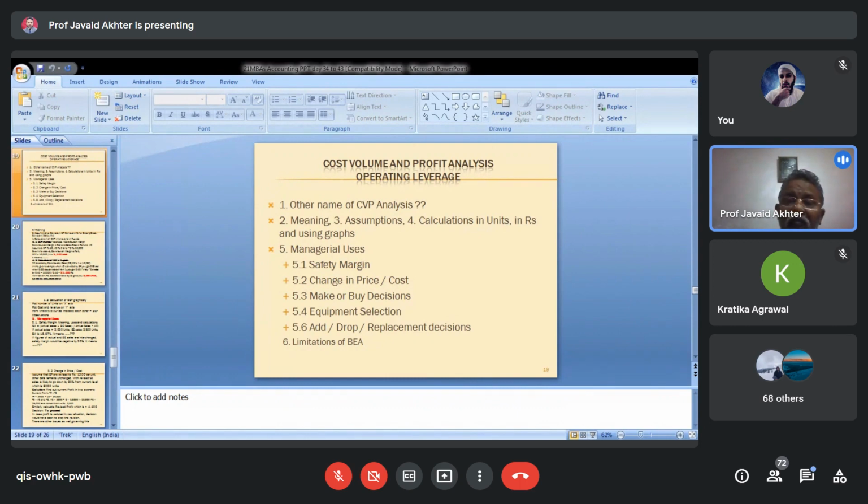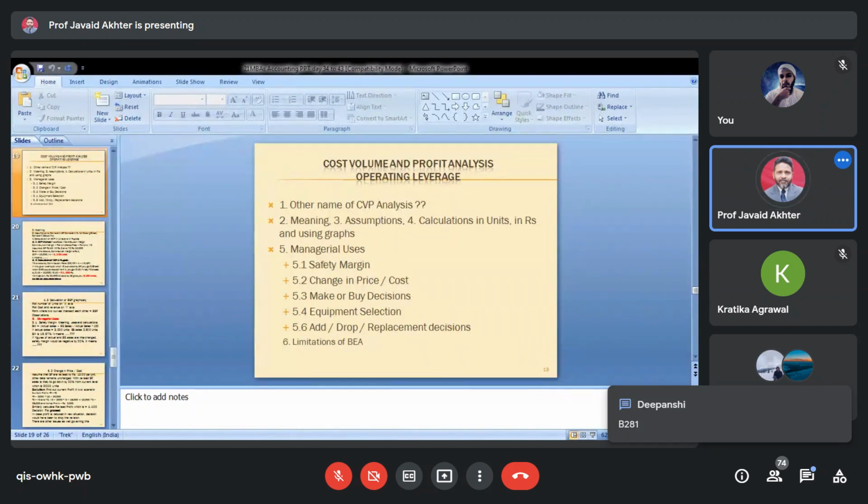Now, write assumption number two. Fixed cost remains unchanged up to a designated level of operations. Variable cost per unit does not change.